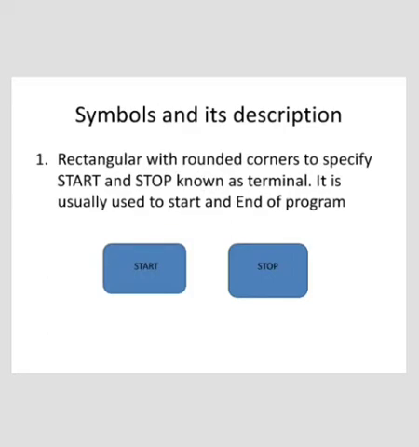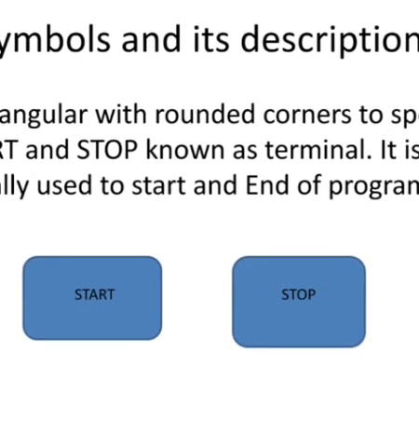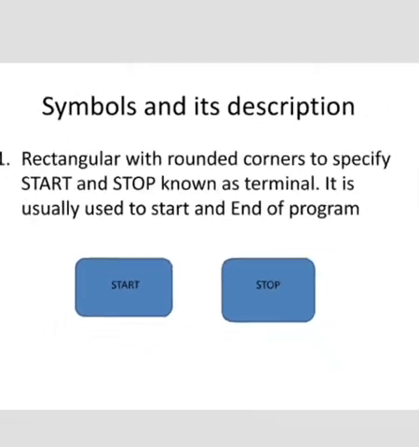Now we will see, one by one, the symbols and their descriptions which we use in the flowchart. So the first symbol is a rectangle with rounded corners to specify start and stop, known as a terminal. It is usually used to start and end a program. So you can see this is start and stop with the rounded corners.